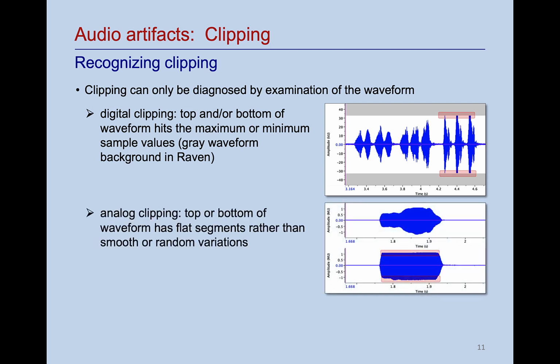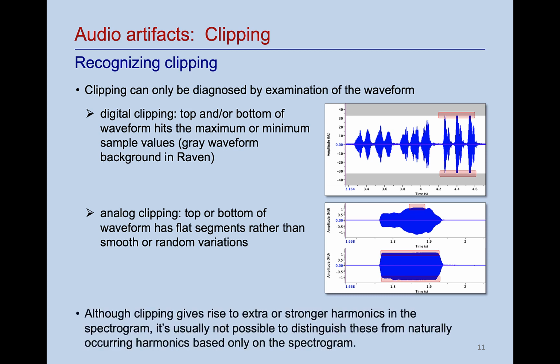Analog clipping can be more difficult to recognize because what you're looking for in this case is a section of a waveform envelope that's flat rather than smooth or randomly varying. Periods of flat waveform envelopes almost never occur in natural undistorted recordings. You may have to zoom in on a segment of a call or sound to see if the waveform really is flattened out and hitting some maximum or minimum value either at the top or the bottom.